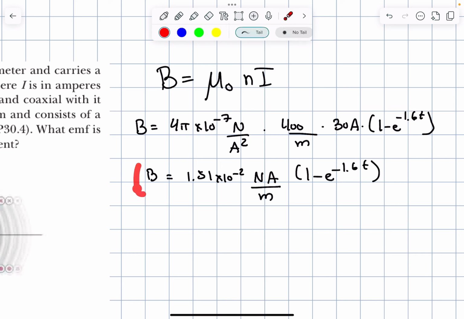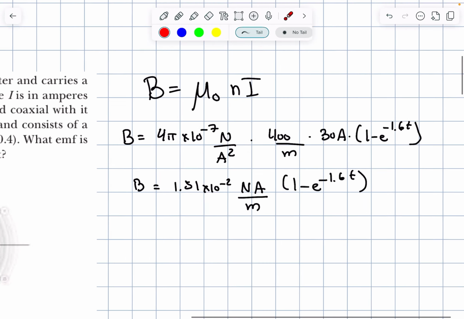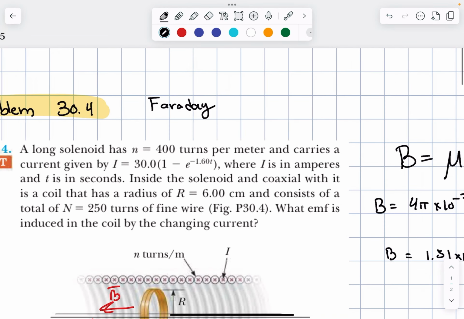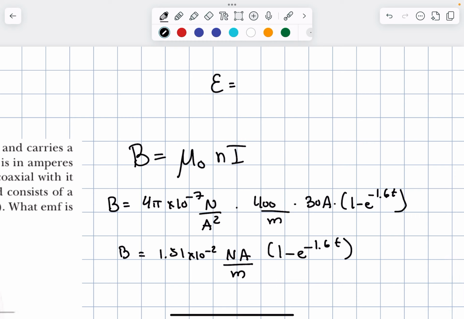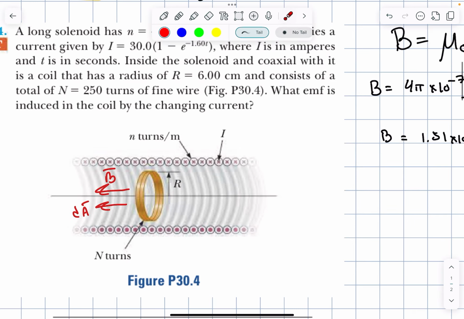Now we know that B changes with time because this component is dependent on time. So because we have a changing magnetic field, we are going to have a change in flux, and because we have this change in flux, that is going to induce an EMF. That is essentially the law we're talking about. That's Faraday's law, where EMF is equal to negative d phi B over dt. Well, here we have an N right before it because we have multiple loops in this little coil down here, and we're inducing this current inside of this loop.